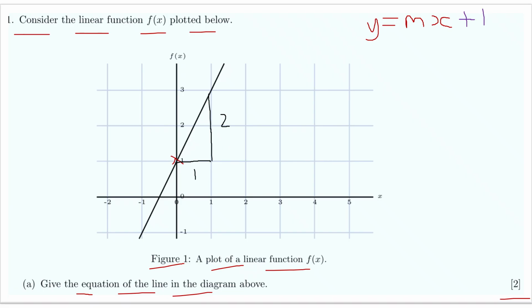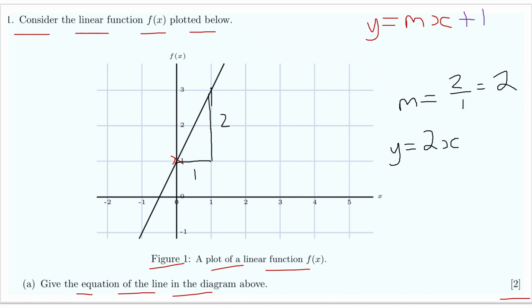So the gradient is what we call the change in y over the change in x, or delta y over delta x, or rise over run. So the gradient is equal to 2 over 1, so 2 divided by 1, which is just 2. So m is equal to 2. Putting our answer together, y is equal to 2x plus 1.